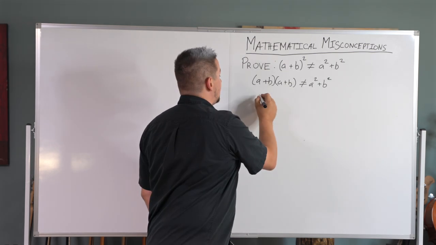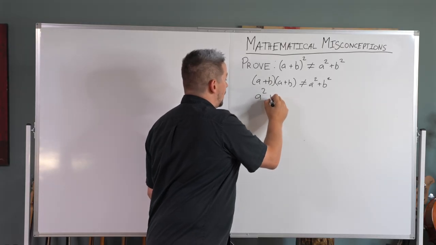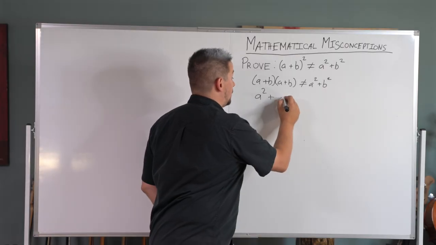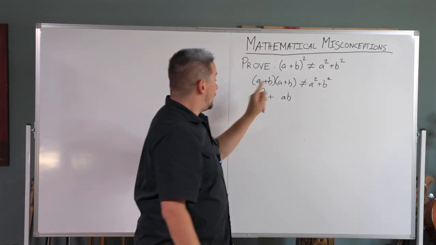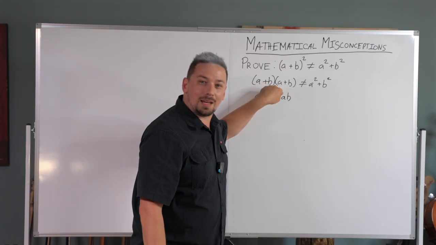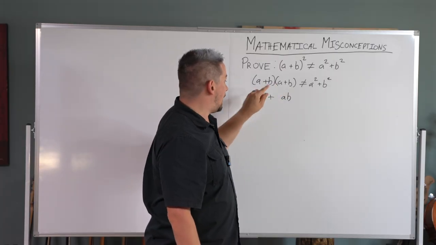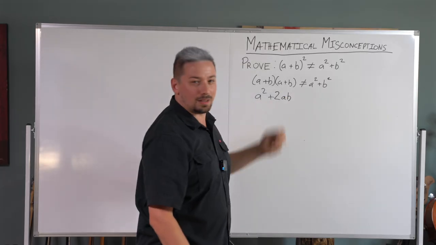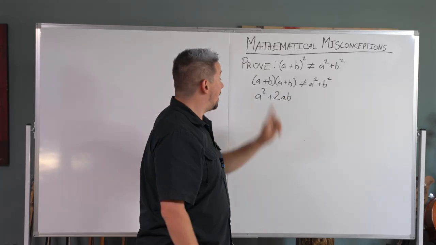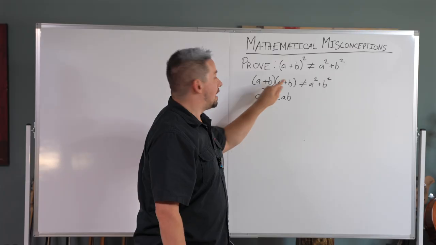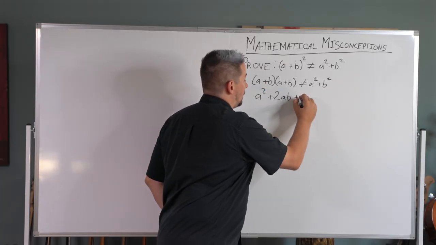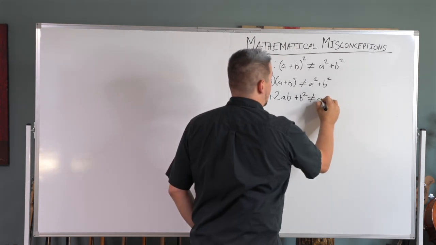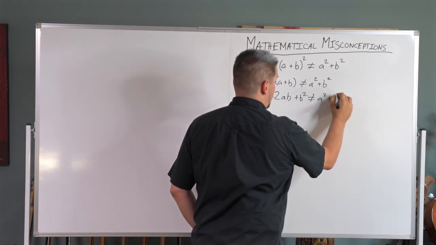So a times a is a squared, plus a times b, which is ab. So we're going to put ab right here. The inner is b times a, which is the same as a times b. So if we add ab plus ab, we in fact get two of them. You can leave a little coefficient, save yourself a little bit of time. And finally, our last: b times b is plus b squared. And this is not necessarily the same as a squared plus b squared.